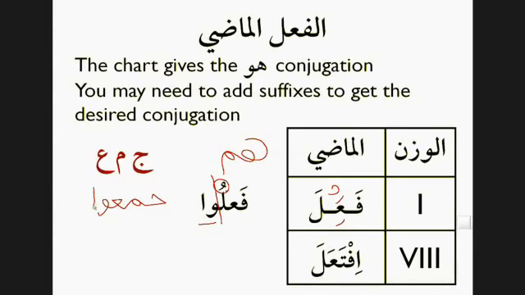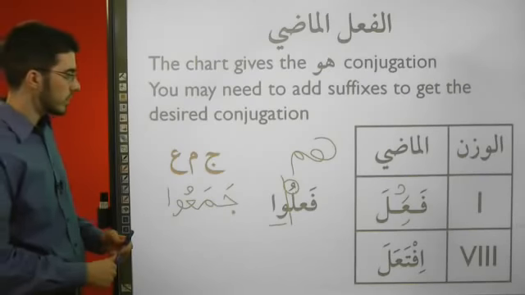Now I vowel it accordingly. The fa is a fatha, so my jim is a fatha. The ayn, we have to check in a dictionary. Unfortunately, for form 1, it depends upon how the Arabs used it. In this case, it's a fatha. And the ayn, here, it's actually the lam over there, takes a dhamma. So I say jama'u. All right.